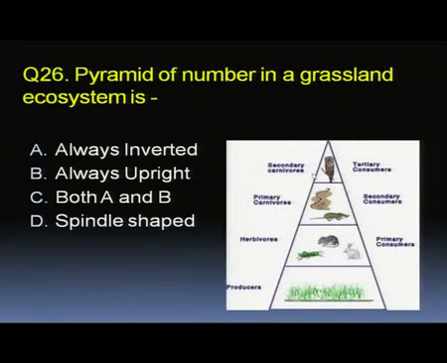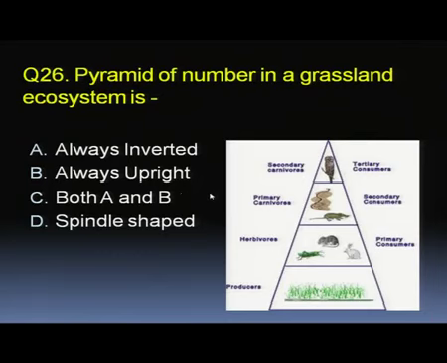You can have some idea with the help of this pyramid. You can see that in a grassland there are grasses which are the producers, which are large in number, followed by the herbivores which are the primary consumers, followed by the primary carnivores which are the secondary consumers, and very few secondary carnivores or the tertiary consumers. And this kind of pyramid is known as an upright pyramid. So, the pyramid of number in a grassland ecosystem is always upright.